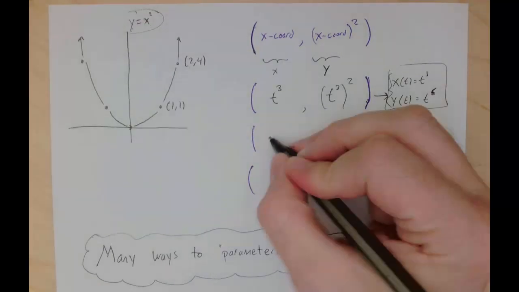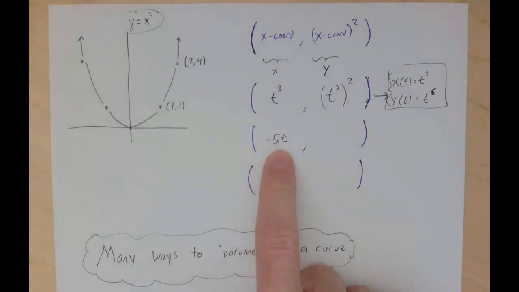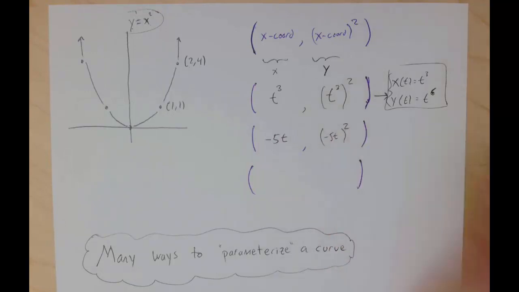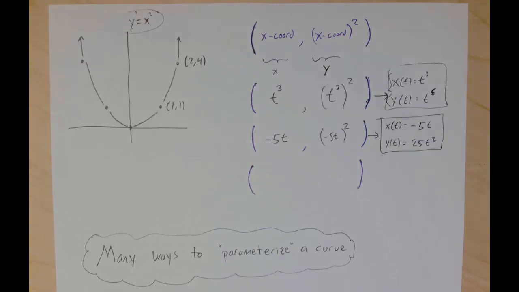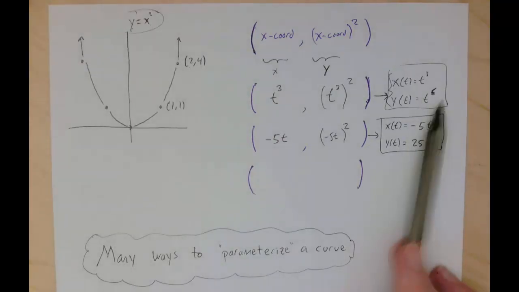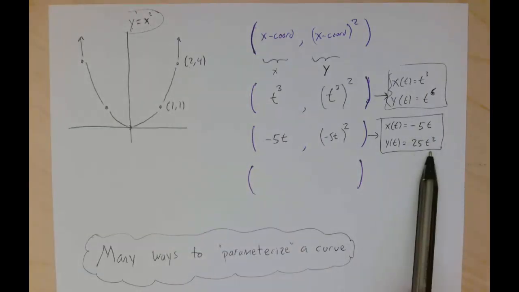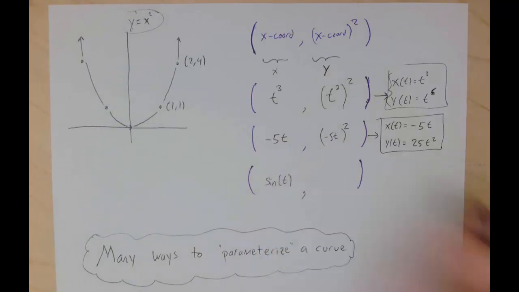What if the x-coordinate is negative 5t? So that's how I'm calculating x-coordinates. The y-coordinate should be negative 5t squared, because I know that whatever the x-coordinate is, in order to make a parabola, the y-coordinate has to be that squared. And so that gives you another set of parametric equations. So far we've got t cubed and t to the sixth, and that makes the exact same curve as negative 5t and 25t squared.